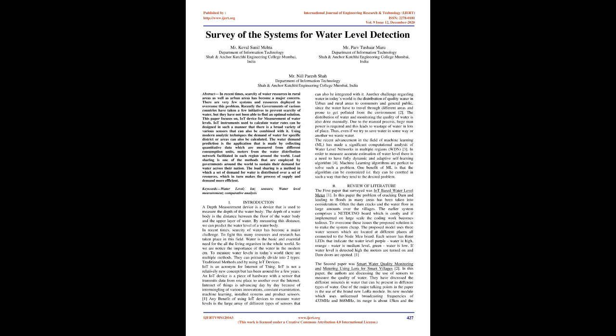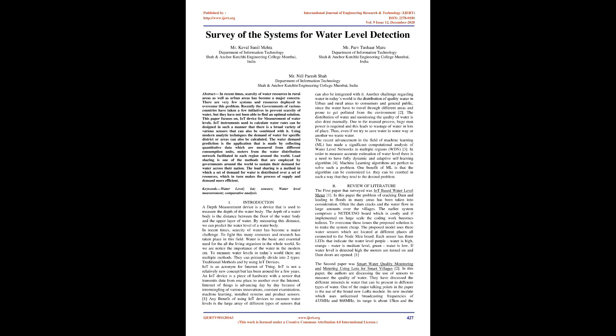A benefit of using IoT devices to measure water levels is the large array of different types of sensors that can be integrated with it. Another challenge regarding water in today's world is the distribution of quality water in urban and rural areas to consumers and the general public, since the water has to travel through different areas and is prone to getting polluted from the environment too. The distribution of water and monitoring of the quality of water is also done manually. Due to the manual process, huge manpower is required and this leads to wastage of water in lots of places. Thus, even if we try to save water in some way or another, we waste water.